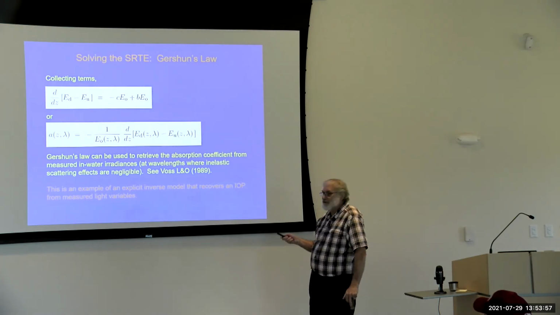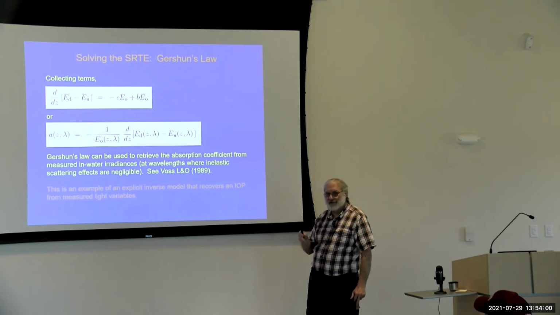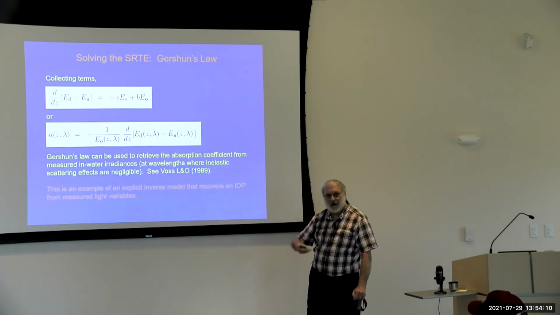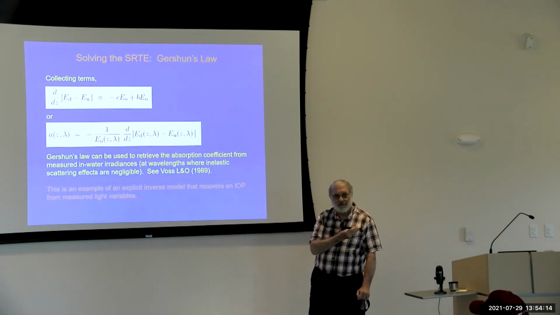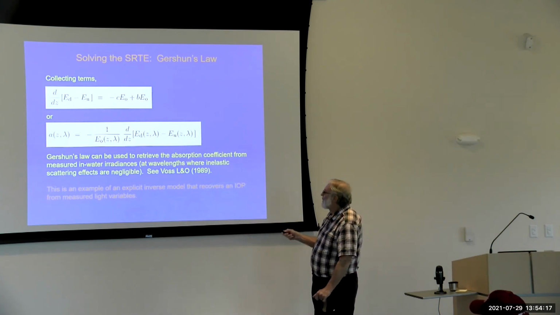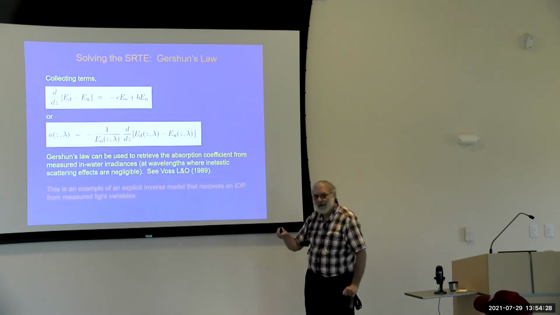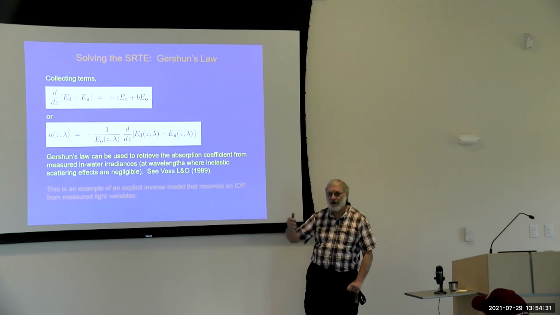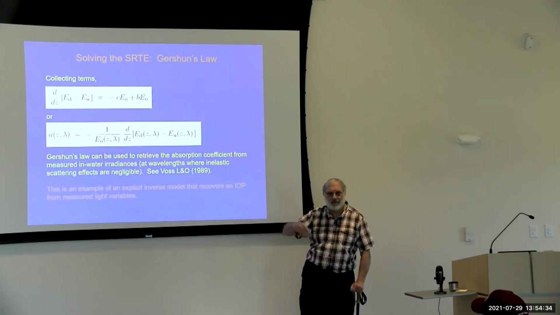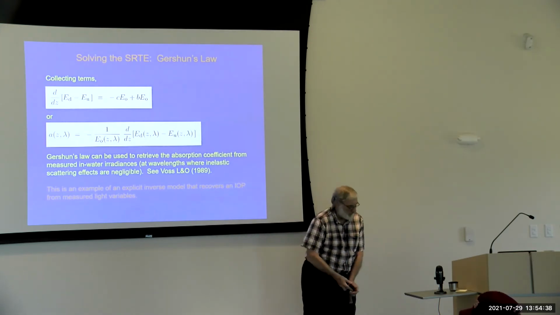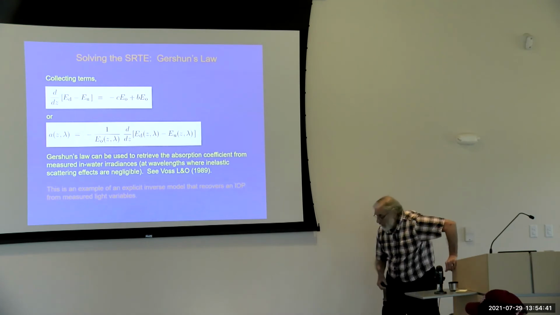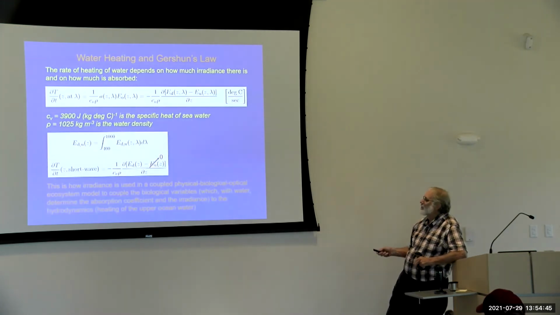So that's Gershun's Law, and it's an example of what gets called an explicit inverse problem or equation. So in the forward modeling, you start out with IOPs and you predict light fields. In the inverse modeling, you start out with the light field and you end up with IOPs. So here, you start out with measurements of the light field and recover an IOP, the absorption coefficient. And it's explicit because it's a nice simple little formula, as opposed to some iterative technique where you solve a lot of direct or forward problems and hope you eventually converge on the answer to the inverse problem.